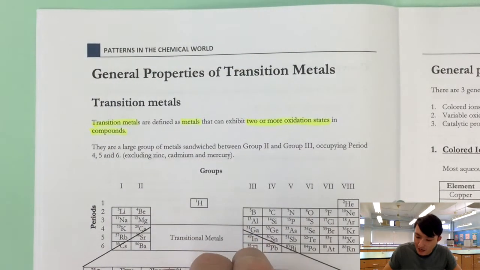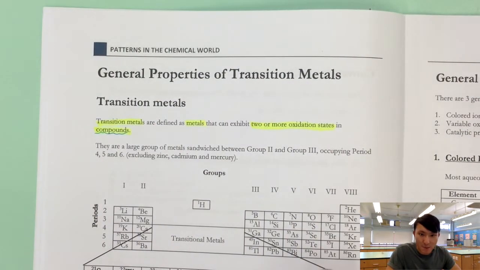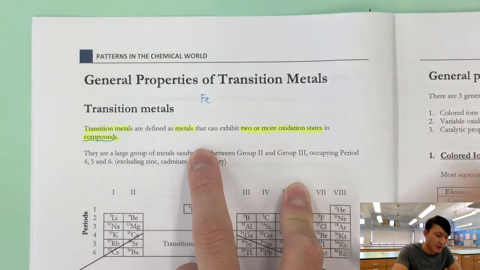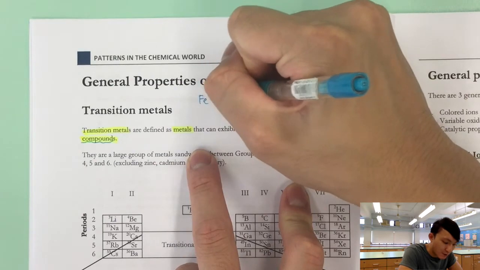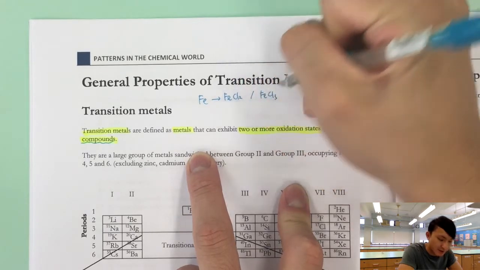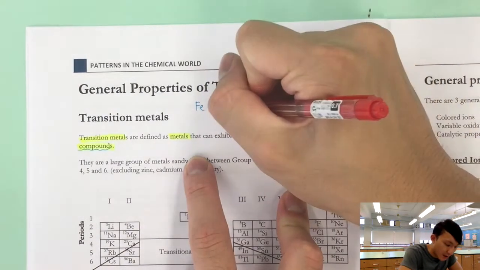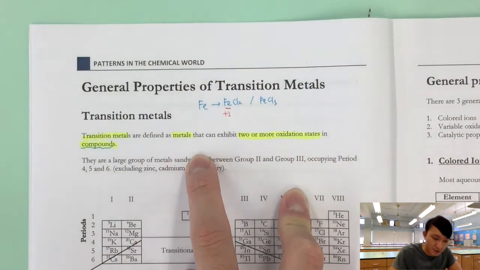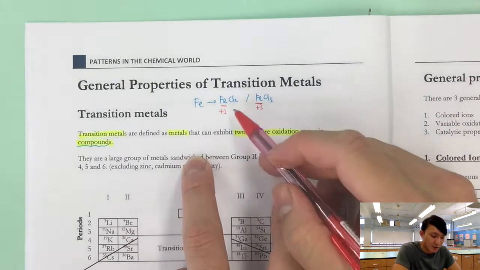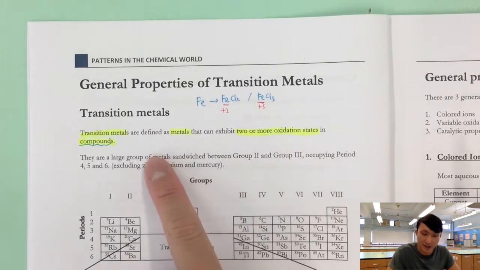Now, pay attention. A lot of you guys will miss out the last one: compounds. So an example would be Fe. Fe is an example of transition metal because Fe can form FeCl2, and also it can form FeCl3, isn't it? If you look at these two compounds, in the first one, Fe has an oxidation number of +2. Here it has a +3 oxidation state. So this one fulfills the criteria. It has two or more oxidation states in compounds.